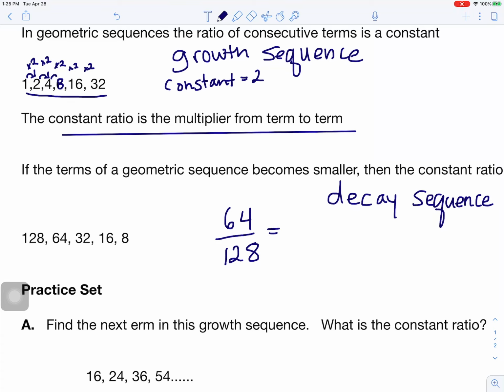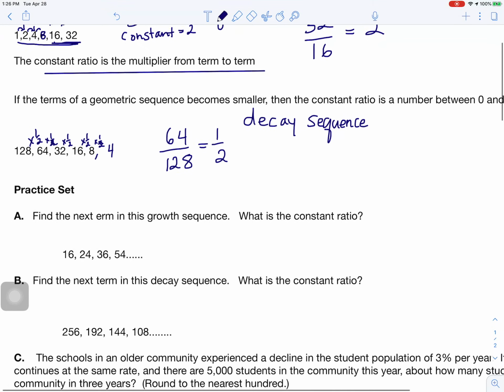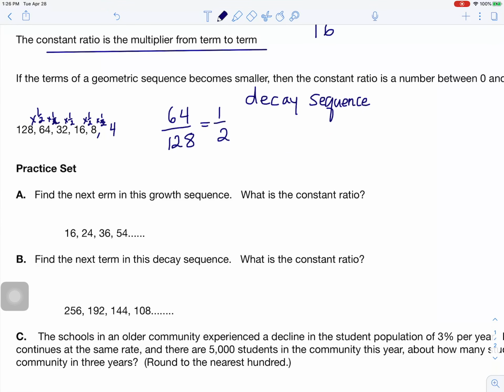So in order to figure out your growth sequence, you can grab any two numbers. Let's grab 16 and 32. We put 32 over the 16, and that'll give us a constant of 2. And the same thing here, we have created that sequence there.